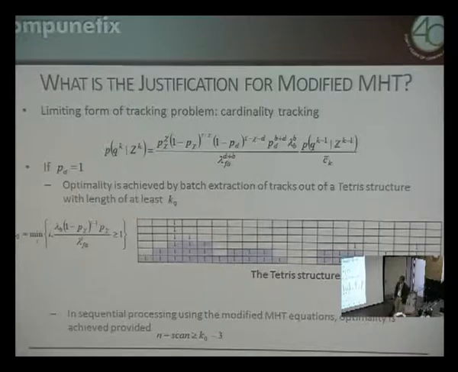Well, what's the optimal solution? So let's say that I form all data association hypotheses and I do optimal batch track extraction. Well, no track will contribute to my posterior probability. So the single likeliest solution is the null solution. Why is that?